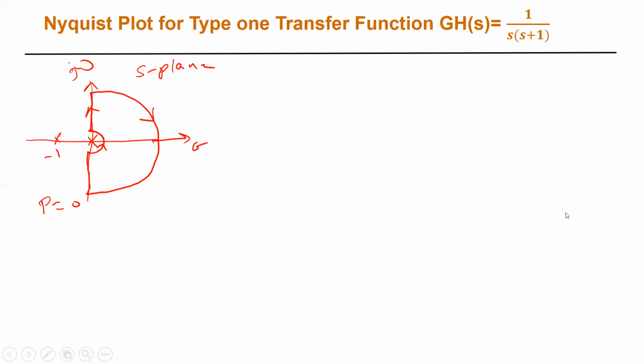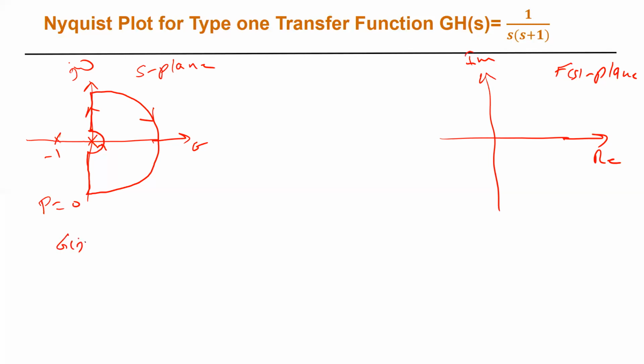I need N now. For N, let me say this is the F of S plane. This is real, imaginary. Okay, let me take G of J omega, GH of J omega, equal to 1 over J omega plus 1.